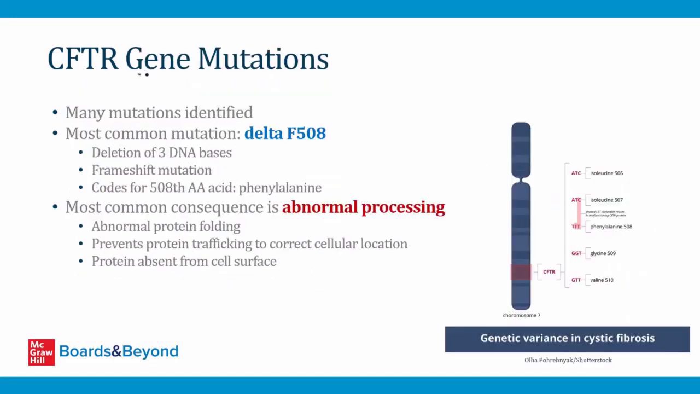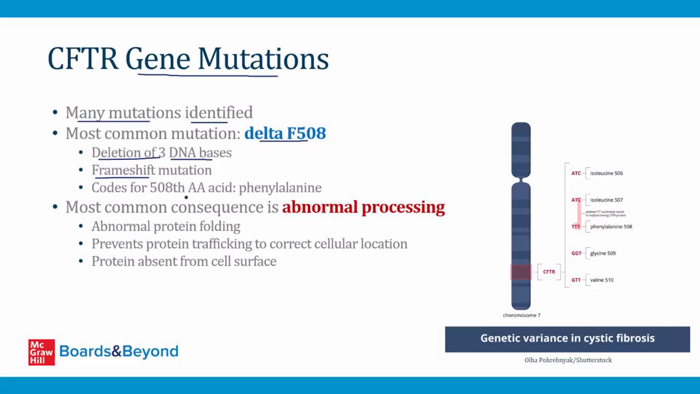Okay, let's talk about some of the gene mutations that can lead to cystic fibrosis. So the first thing you should know is that there are many different mutations that have been identified and described, but the most common mutation is called delta F508. This mutation involves a deletion of 3 DNA bases that leads to a frame shift mutation where there's a shift in the reading frame of DNA. And I talk about this type of mutation in detail in videos in the genetics section.